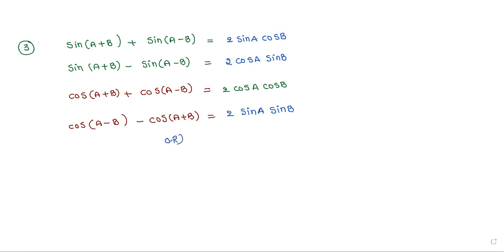Or another form: cos of a plus b minus cos of a minus b is equal to minus 2 sin a sin b. Very, very important formula. Note down.